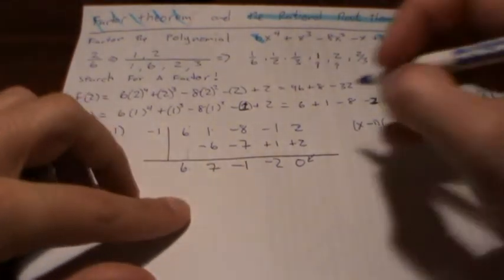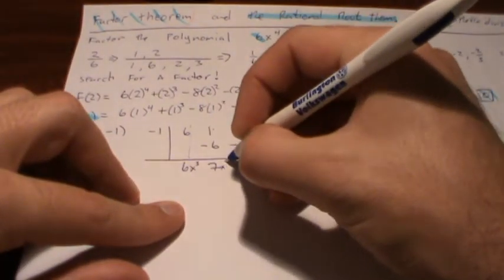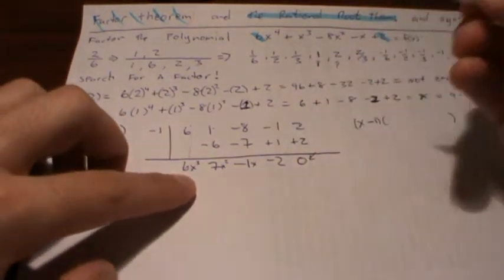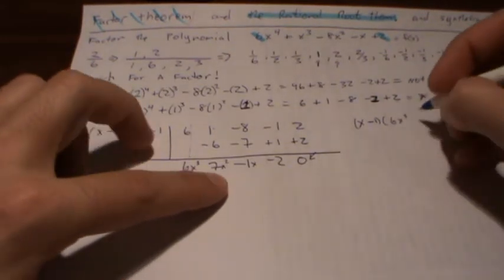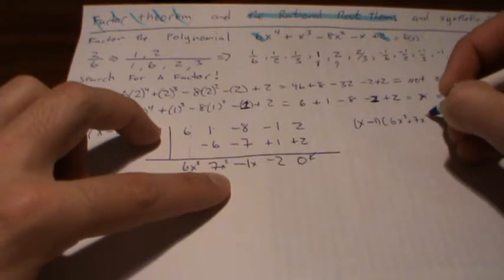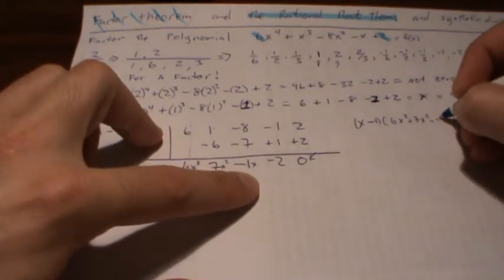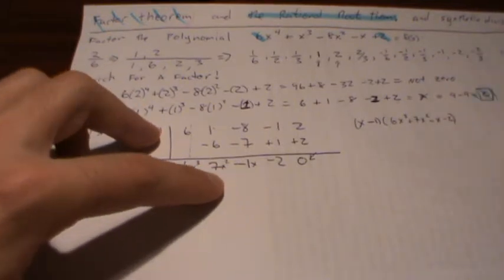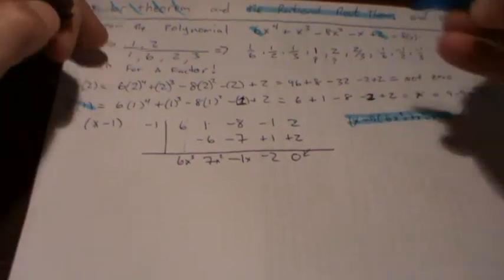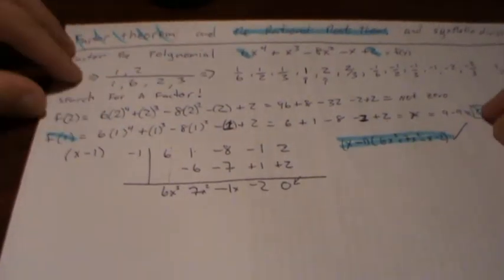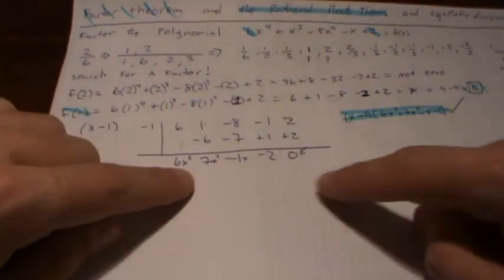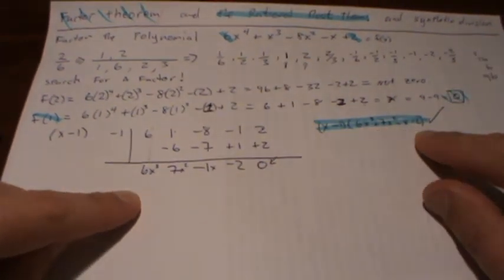It's actually listed right here. X to the third, x squared, x, and then no x. So my other factor happens to be 6x to the third plus 7x squared minus x minus 2. Alright, so I've now just used everything. I used the rational root test to figure out the possible rational roots. Then I used the factor theorem to figure out that x minus 1 is a factor. Then I used synthetic division to get rid of the factor.